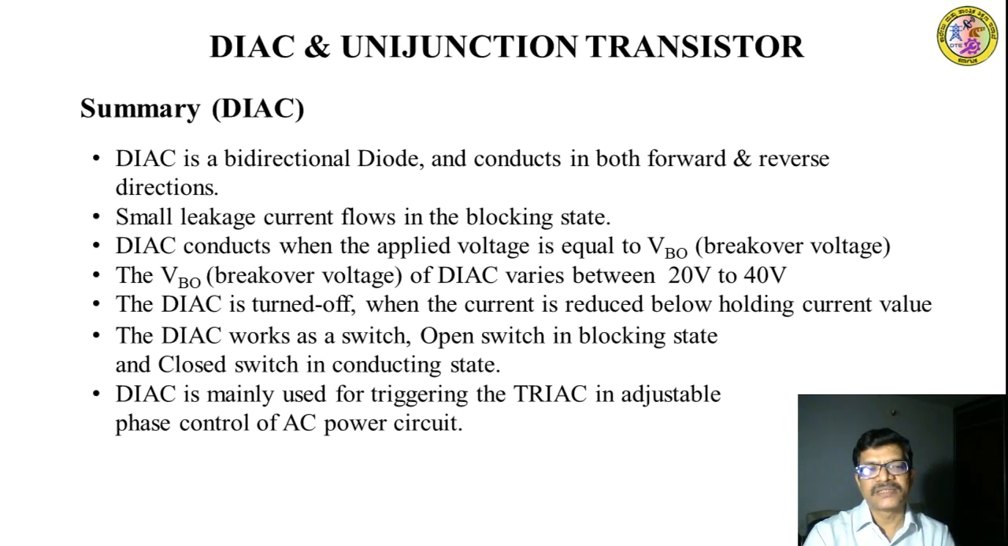Summary of DIAC. DIAC is a bidirectional diode and conducts in both forward and reverse directions. A small leakage current flows in the blocking state. DIAC conducts when the applied voltage is equal to the breakover voltage. The breakover voltage of DIAC varies between 20 volts to 40 volts. The DIAC is turned off when the current is reduced below holding current value.